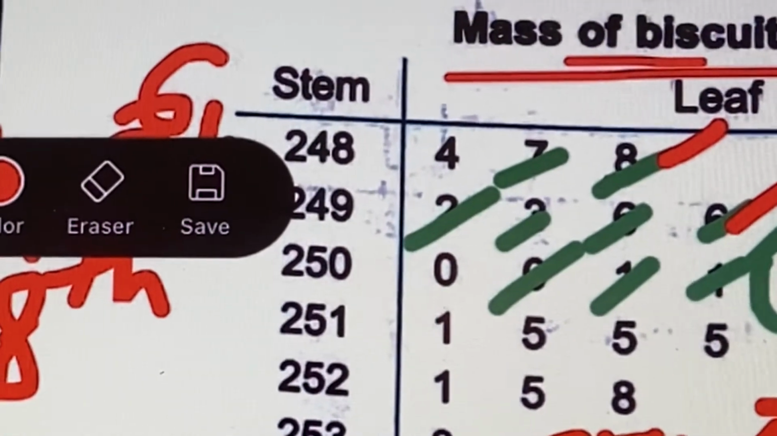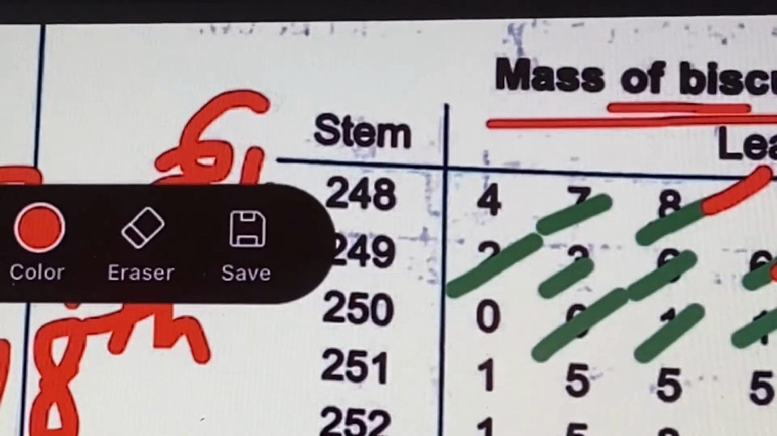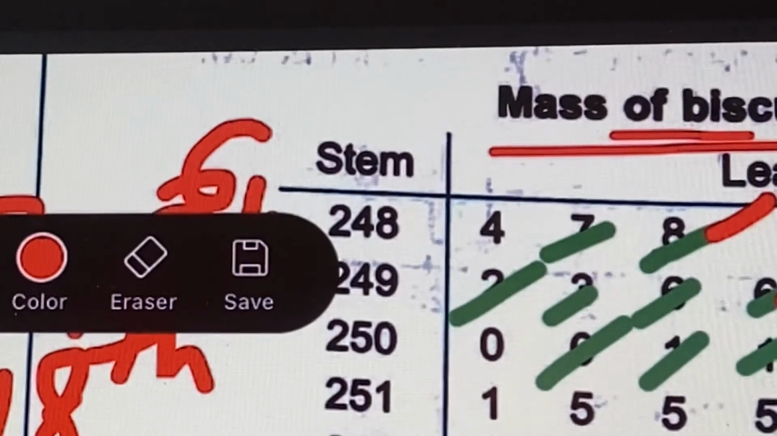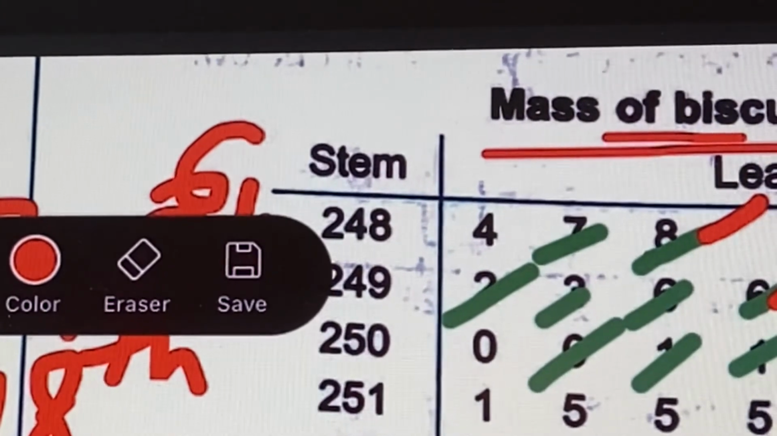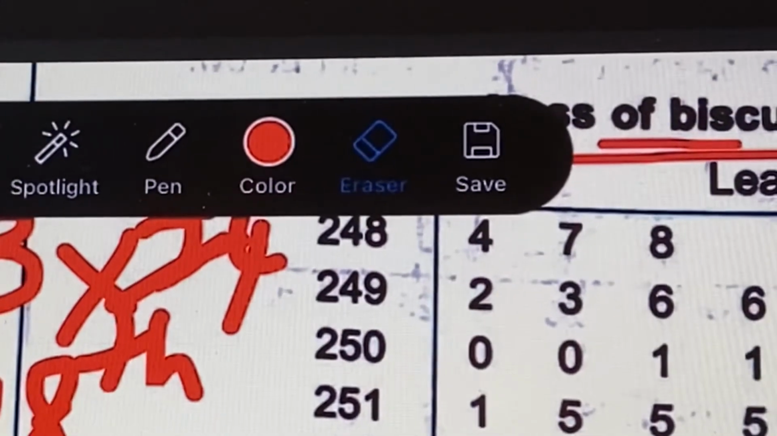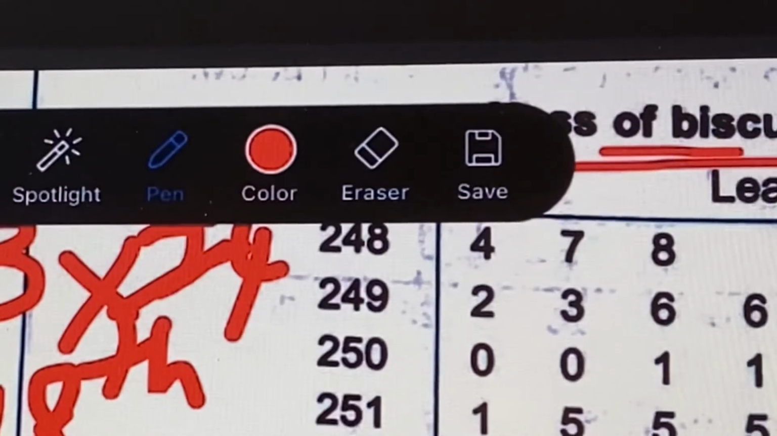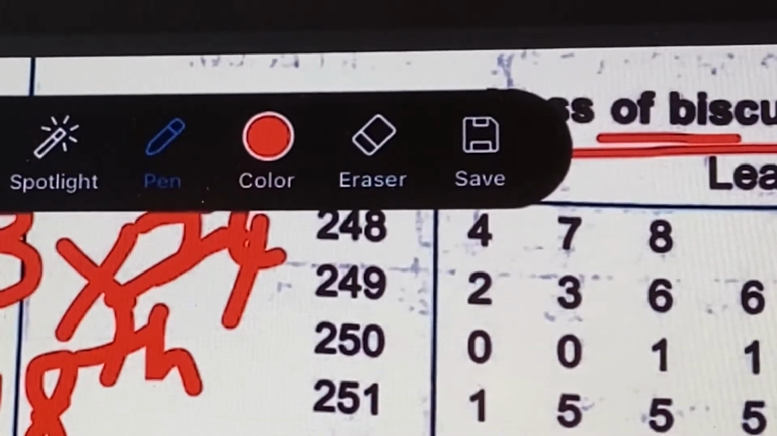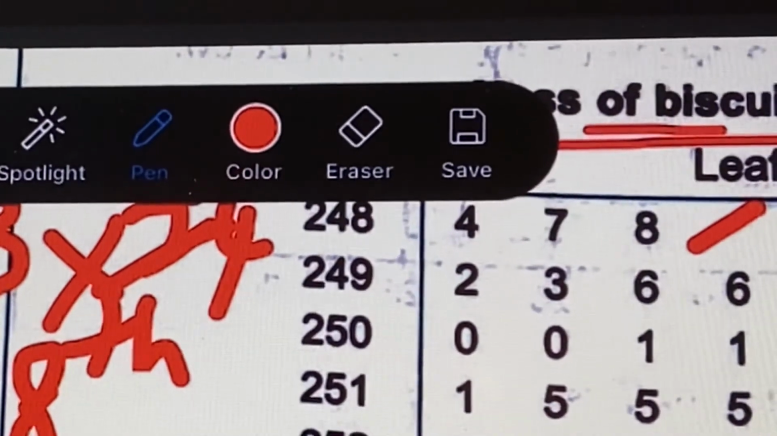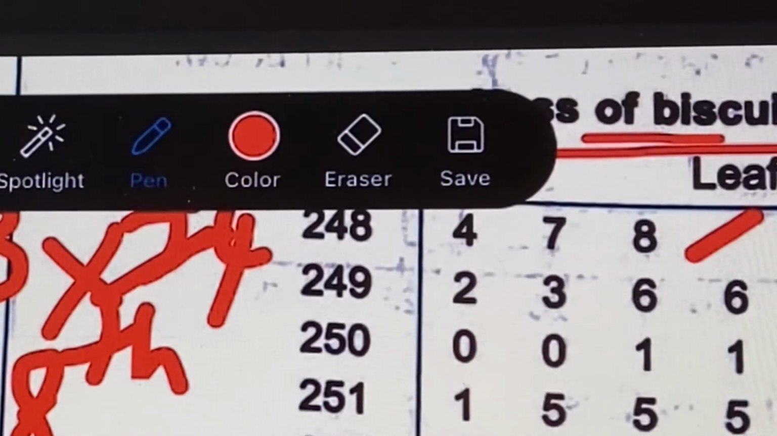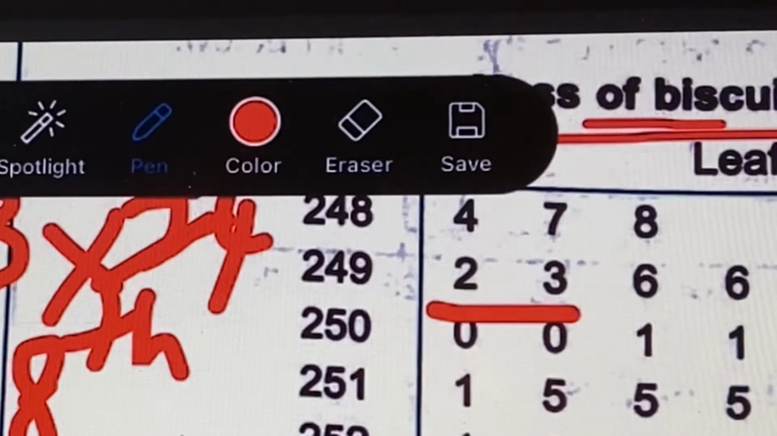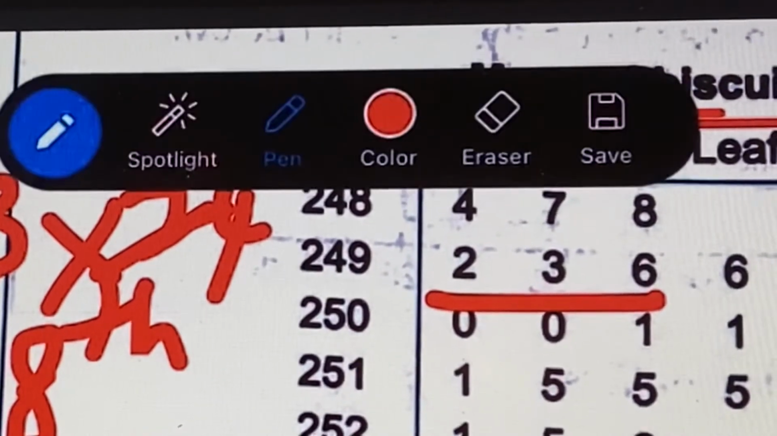Okay, let's see. We have 24 data, right? 24 data. So let me see. Let's divide into groups. 24 data, that means the median is here, so let's divide into 4 groups. Each group will have 6 members. So this is group 1. I call this group 1.